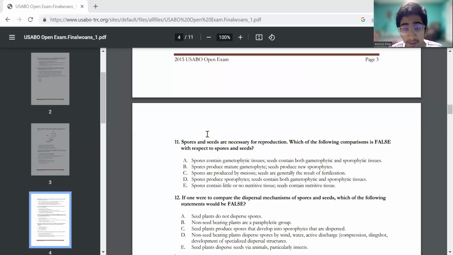All right, 11. Spores and seeds are necessary for reproduction. Which of the following is false with respect to spores and seeds? Okay. As I skim through, I'm already seeing there's a lot of repeat within the answers. You have a semicolon and there are 2 parts of the answer, and some parts are just completely repeated. So that could provide some hints, or it could just increase confusion. But let's see. Spores contain gametophytic tissue. Yes. Or wait a minute. Yes. That is correct.